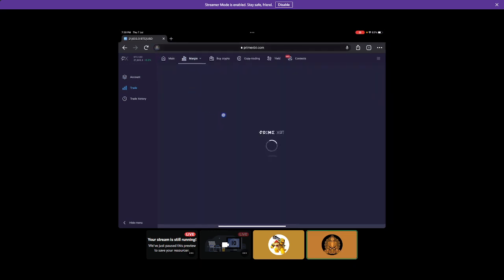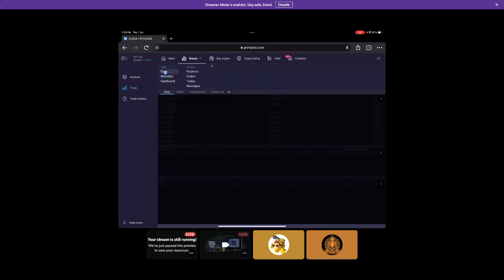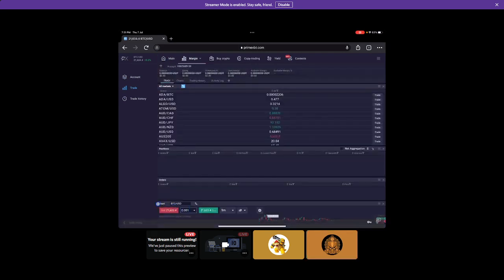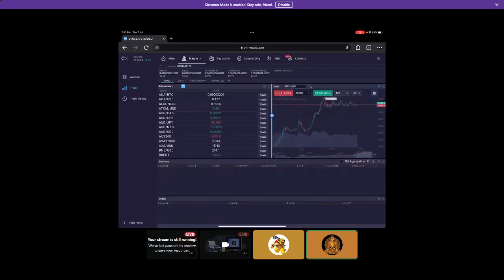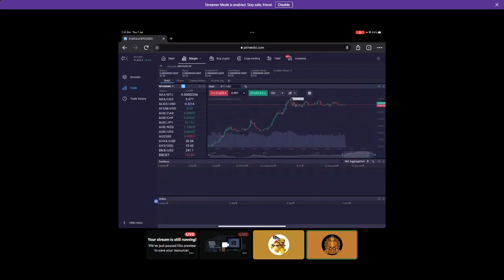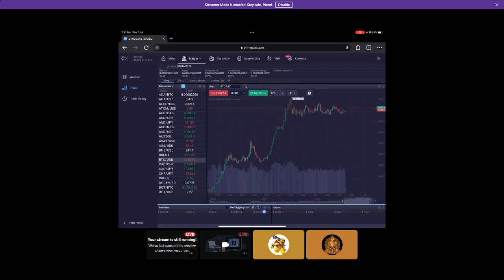The next stage is we come into the trading section where we have all the different pairs from foreign exchange to commodities to indices as well as cryptocurrencies. And the way PrimeXBT works is they always apply the highest leverage possible.